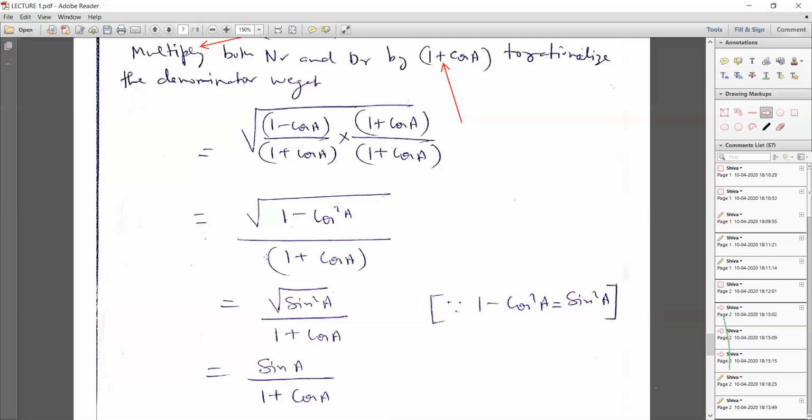But if you see the result, under root 1 minus cos A upon 1 into 1 plus cos A, in the numerator part, it will be 1 minus cos square A.